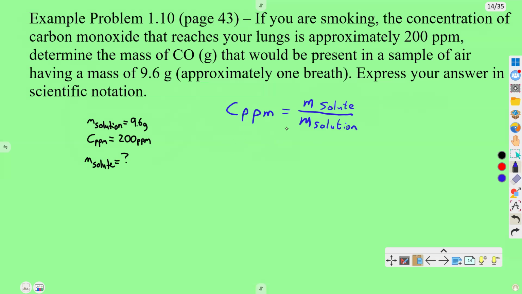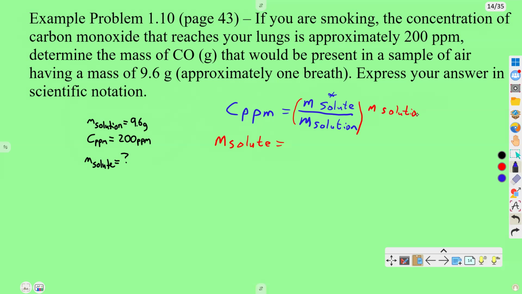Now, unlike before, where you're given the top and the bottom numbers, this is the one we're trying to find. You can put the numbers in first and then rearrange the formula, or you could rearrange the formula and then add the numbers. I'm going to do it the second way. To find the mass of the solute, I need to isolate it, which means I've got to get rid of the mass of solution. Mass of solute is divided by mass of solution on this side of the equation, so we're going to multiply both sides by the mass of the solution.